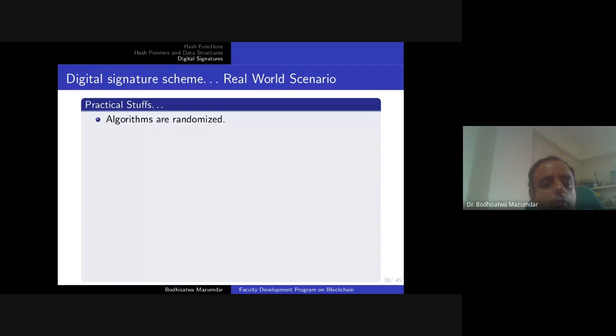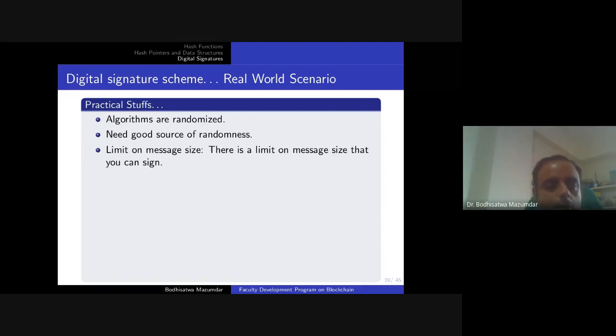In real-world scenarios, the algorithms are randomized. As I said, the generate keys and the computation of the signature are randomized. For that, you need a good source of randomness, and it puts a limit on the message size. So there is a limit on the message size that you can sign. This is because the computation of a hash function has to be done in a limited amount of time. What you do is that if the message size is very large, what do?